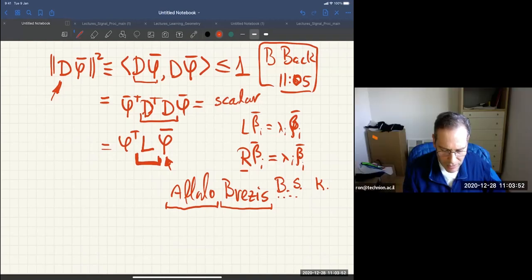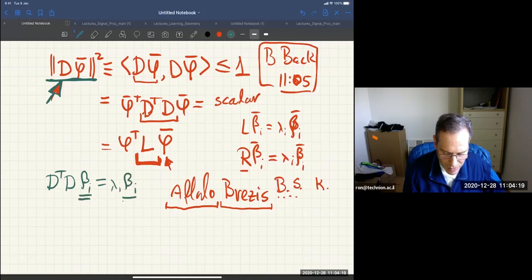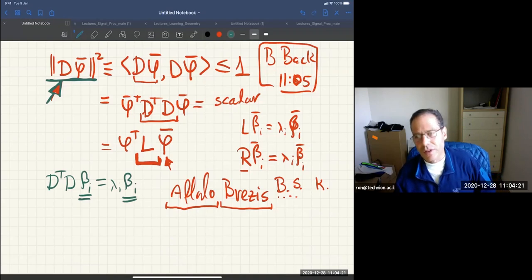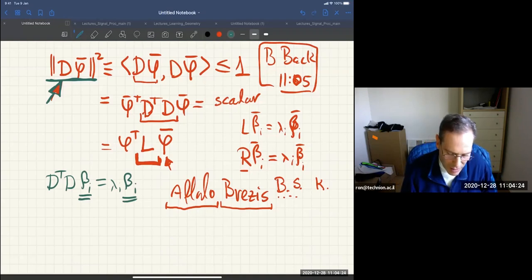If you have an operator, D could be any operator. It doesn't have to be the derivative. It could be any operator. And if you look at the L2 norm of the operator, then the eigenfunctions of this D transpose D operator are the eigenfunctions that you would use if you have something which is different than the Laplacian. If it is the Laplacian, then we learned about it.